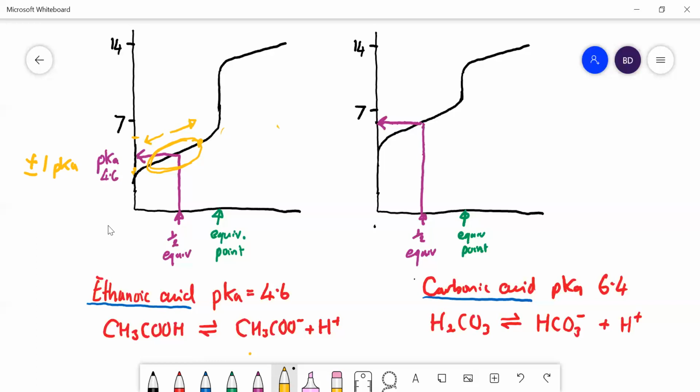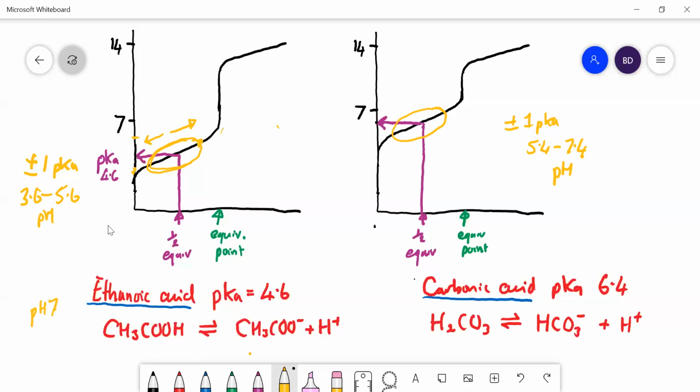Now, you can see for carbonic acid that it's going to be buffering in this region here, so plus or minus 1 pKa unit either side of the pKa. So carbonic acid is going to be able to do it from pH 5.4 up to pH 7.4. It's going to be pretty good at buffering, whereas ethanoic acid is going to be 3.6 to 5.6. That's the pH range it can do. So you can see from that ethanoic acid would be no good if you want to have a buffer of pH 7. You can't use it.